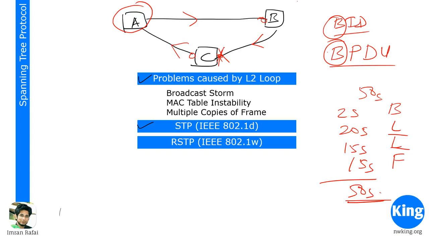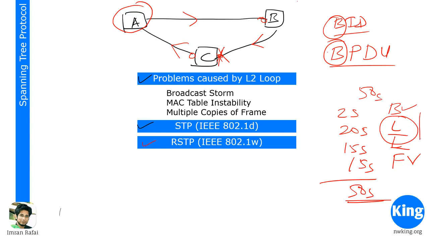To improve on that, IEEE wrote another standard. I think it is in 2004 it came out with another standard called 802.1w, which is nothing but Rapid Spanning Tree, RSTP. Now RSTP improved upon this timing. First thing, RSTP does not have the 2 intermediate states. It directly goes from blocking to forwarding, or forwarding to blocking.